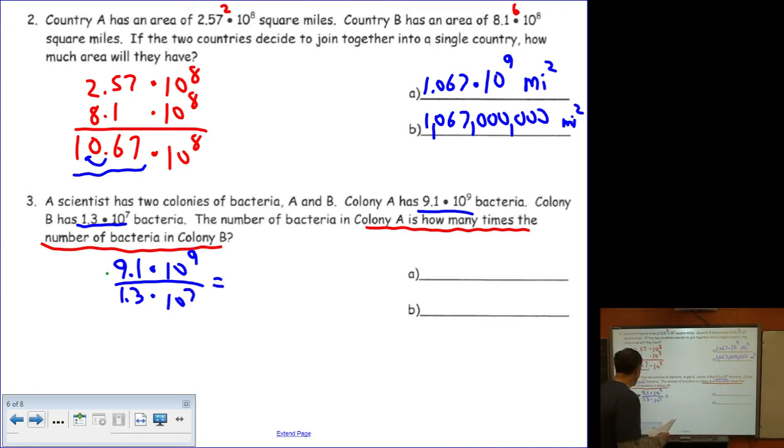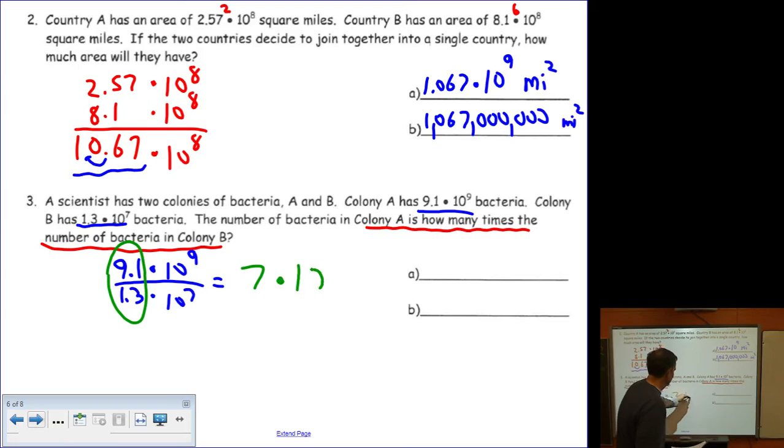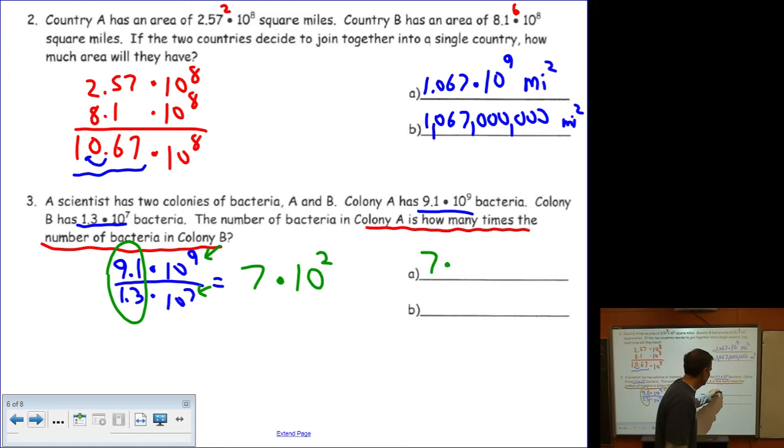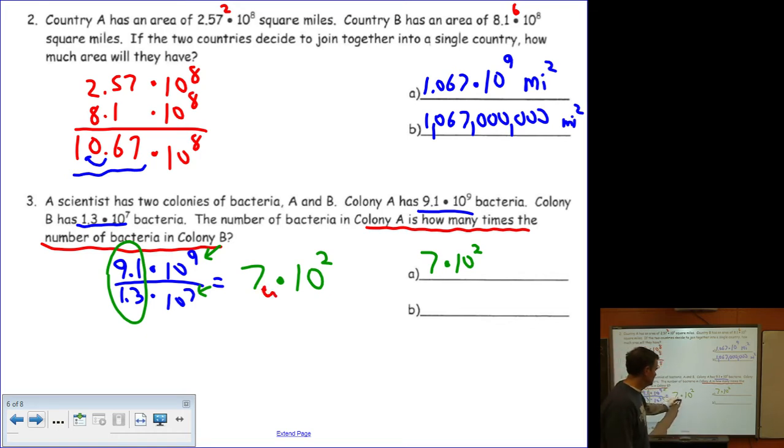When you go ahead and divide 9.1 by 1.3, you get 7. And when you're dividing, you subtract the 2 exponents. 9 minus 7 is 2. So you get 7 times 10 to the 2nd, right? 7 times 10 to the 2nd. Or in standard notation, that would mean I would need to start with the decimal there and move it 2 spots, being 700. And my units in this case, bacteria.